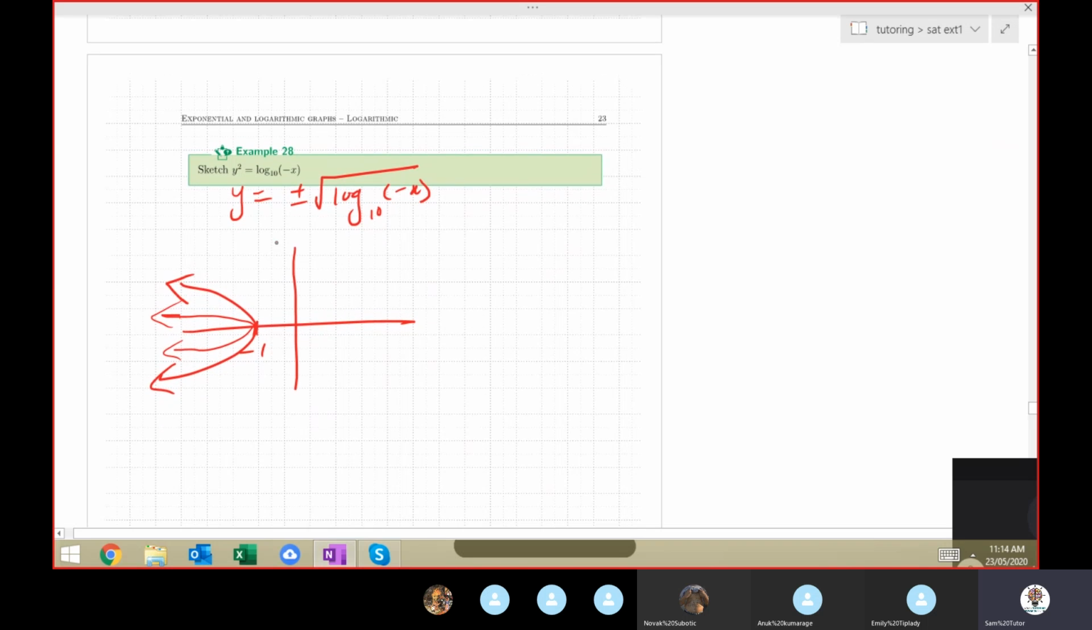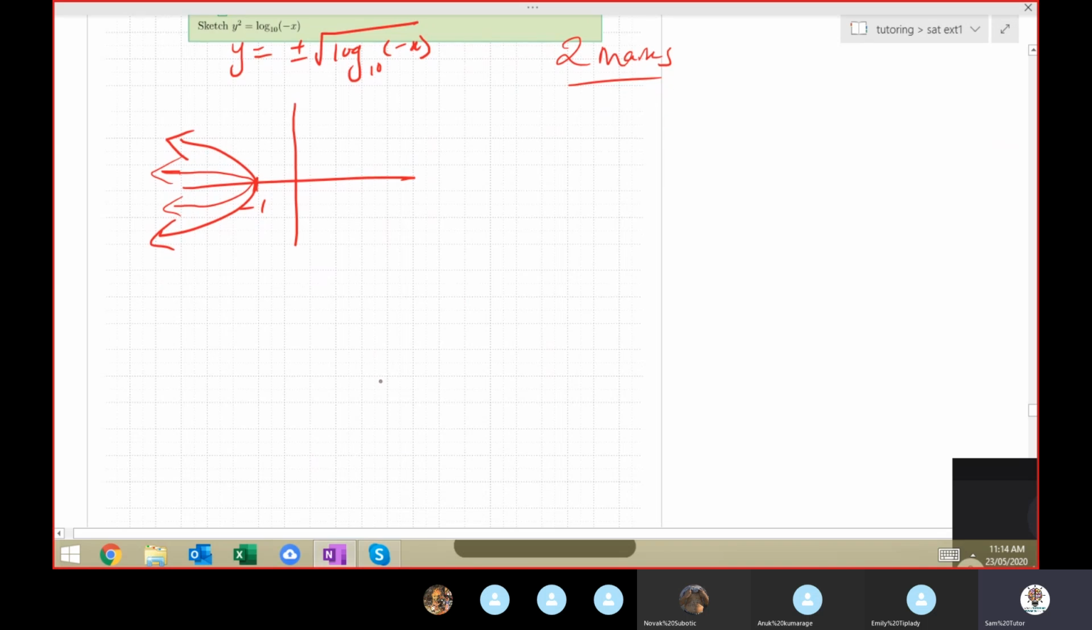Cool. Any questions? These would be worth about, in your extension 2 exam, they were worth 2 marks. So I think in extension 1, they will still be worth 2 marks. So there you go. 2 mark questions.